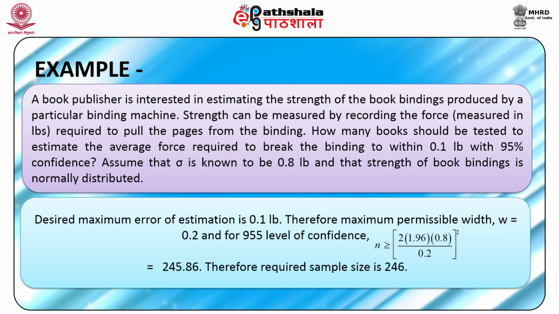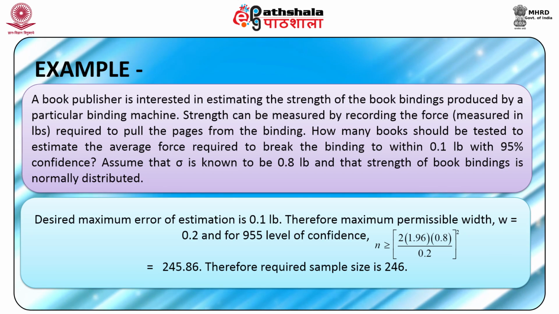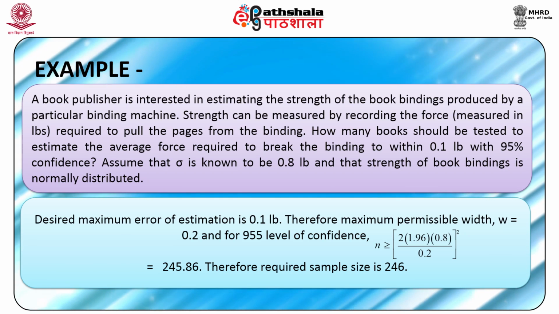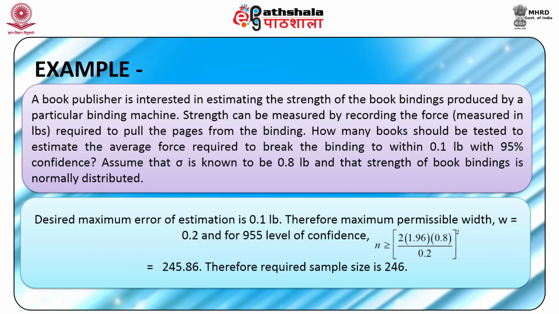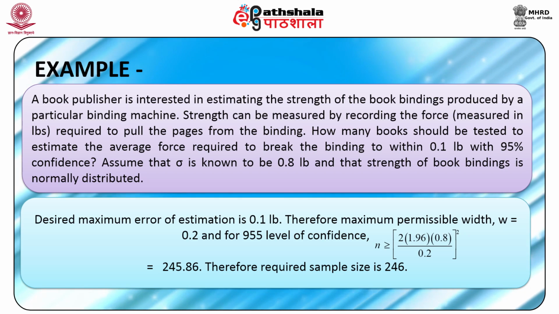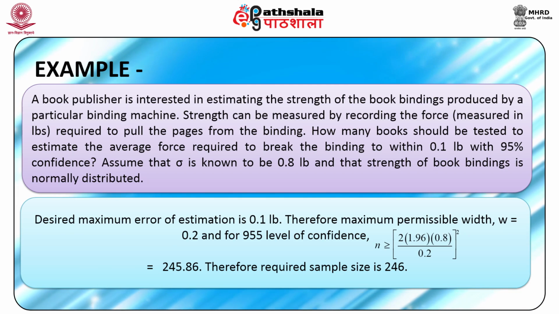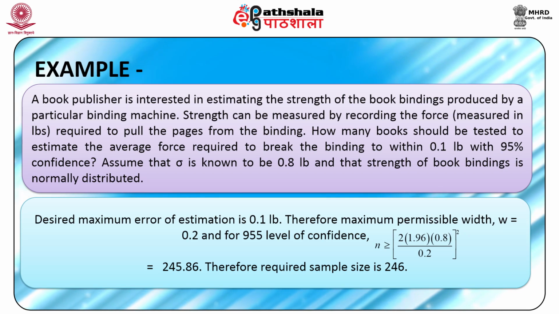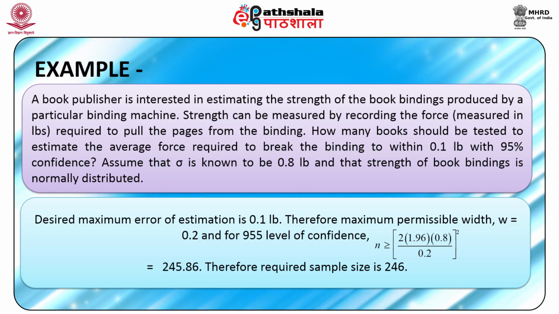A book publisher is interested, suppose, in estimating the strength of the book bindings produced by a particular binding machine. Now, strength can be measured by recording the force, let's say measured in pounds, which is denoted as lbs, that is required to pull the pages from the binding. Now, how many books should be tested to estimate the average force required to break the binding within 0.1 pound with 95% confidence?